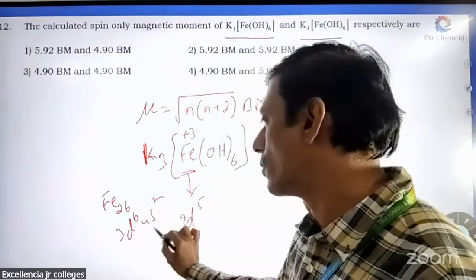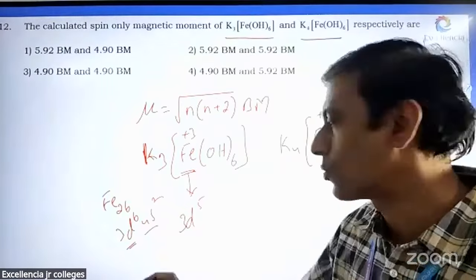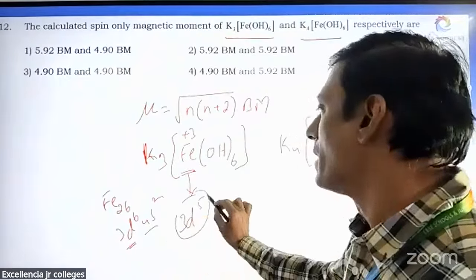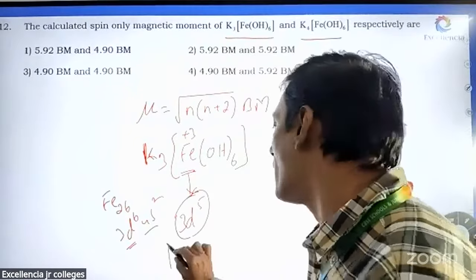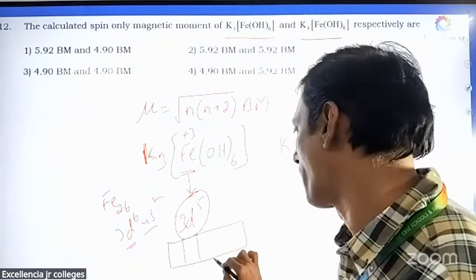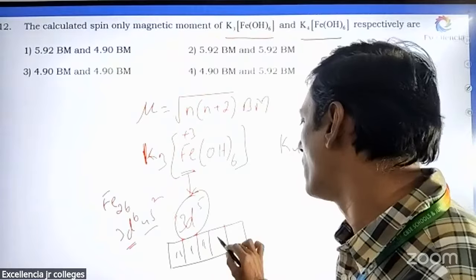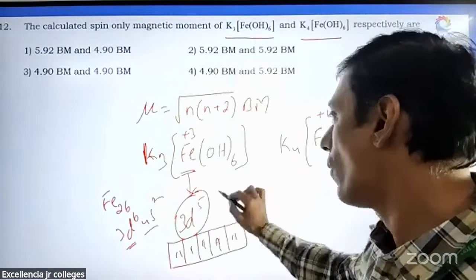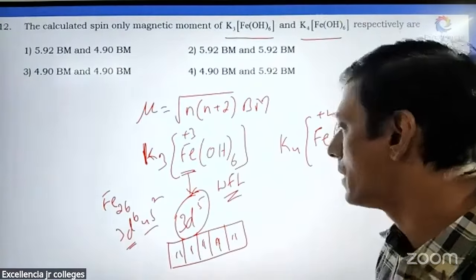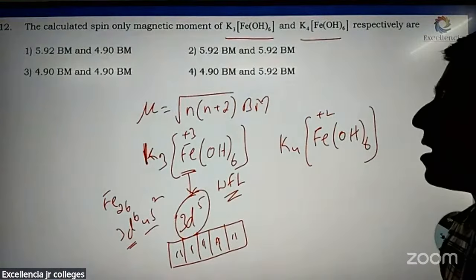So for plus 3, these 2 electrons are lost and 1 electron from d. So 3d5. 3d5 means how many unpaired electrons? 5 unpaired electrons, yes or no? 1, 2, 3, 4, 5. Okay? And because OH is what? Weak field ligand. As it is a weak field ligand, all the 5 are unpaired electrons.